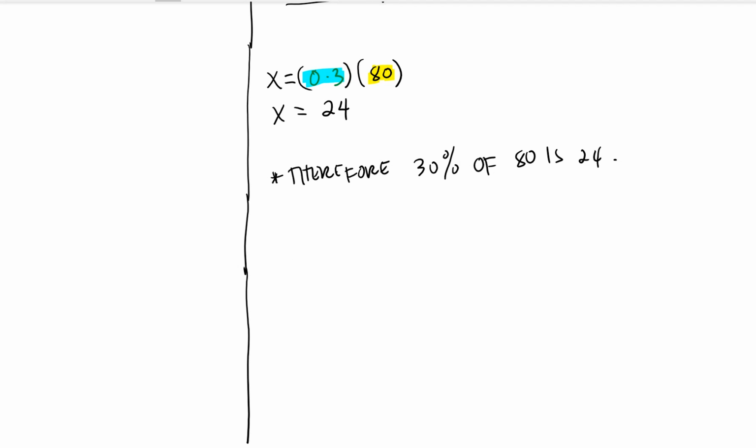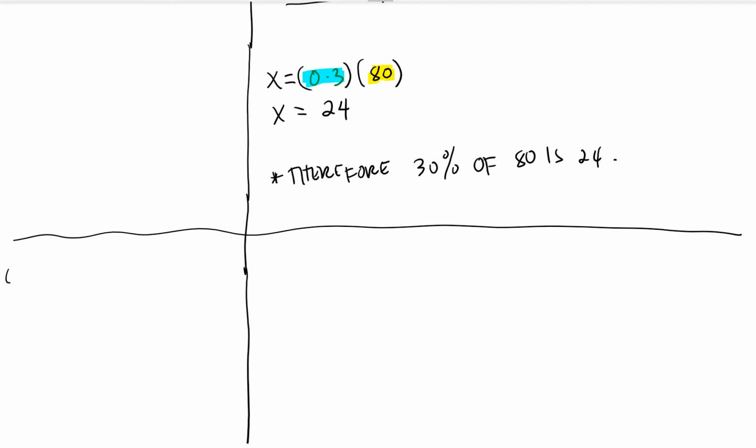So let's move on to the second example. Example 2. 30 is 40% of what number? Okay. So again, I'm gonna do the same thing.